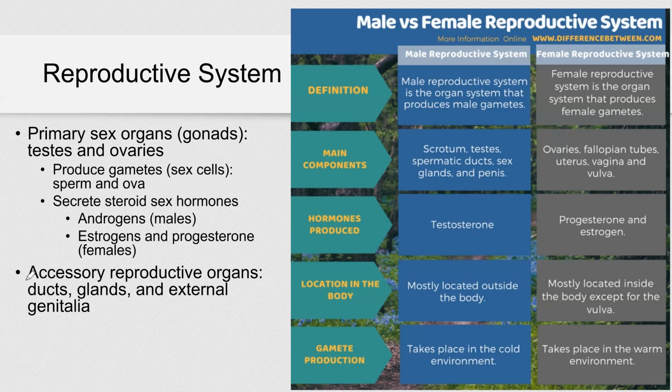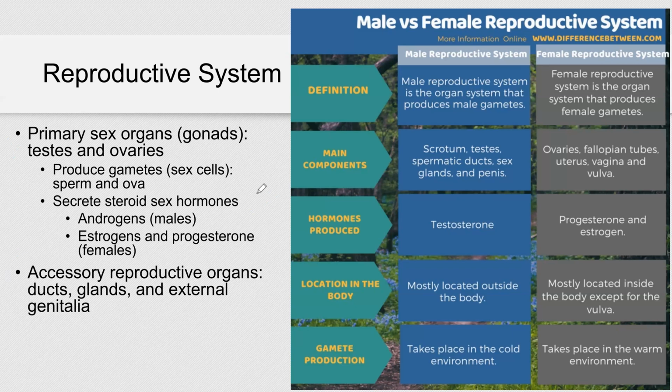Female accessory organs include ducts as well, for example, fallopian tubes, right? And even the vagina is considered to be a duct. Glands and external genitalia. Right, so what this slide tells us is that the reproductive system is made of primary and accessory reproductive organs. So on this diagram over here, you can compare the male and female reproductive systems.